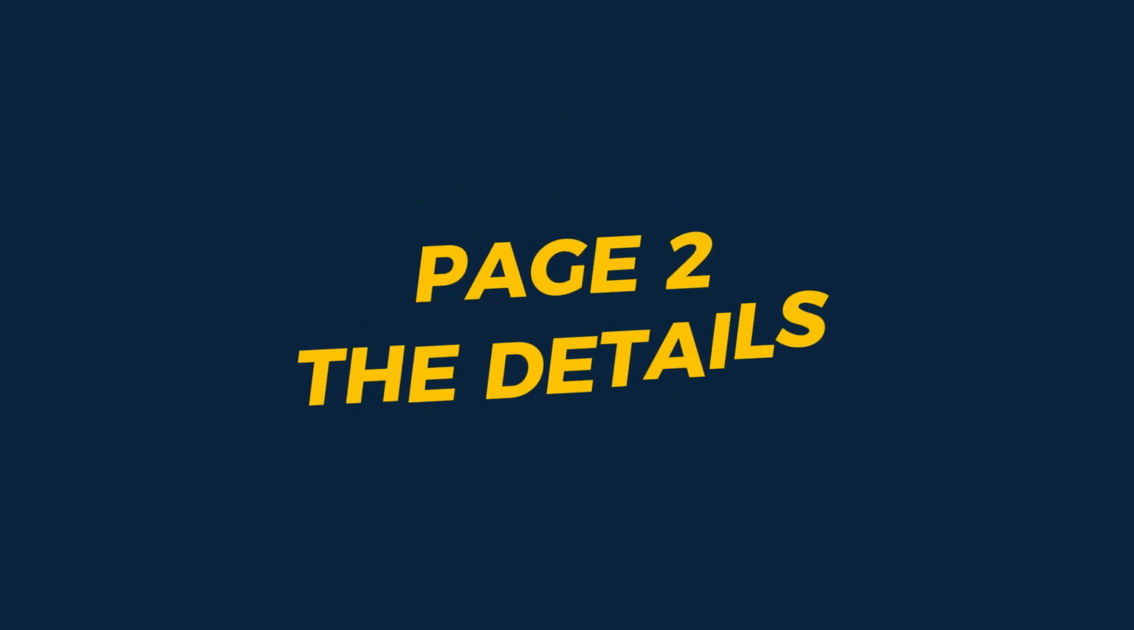Page 2, the details. Now we get into the real breakdown, sections A through J. Let's go one by one. Section A, origination charges. This is what the lender charges you. It's their paycheck. On the conventional loan, that's $1,316, which includes a $1,250 underwriting fee and a $66 tax service fee. And on the FHA loan, also a $1,316, same items.